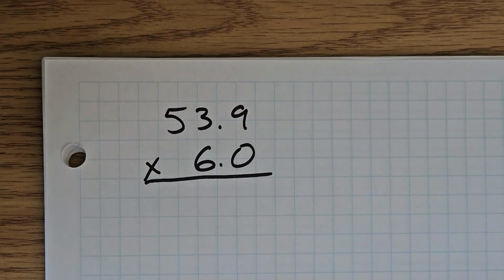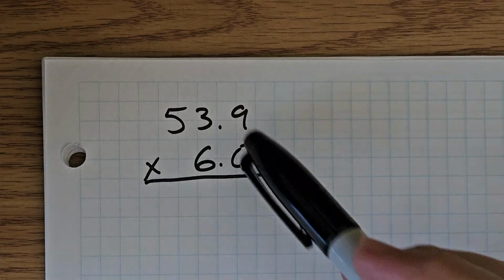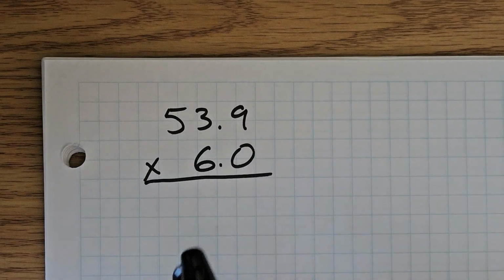Okay, so here's a problem that came across my desk. What is 53.9 times 6.0? Now I've already written this in the vertical format. You might notice these decimal points are lined up.